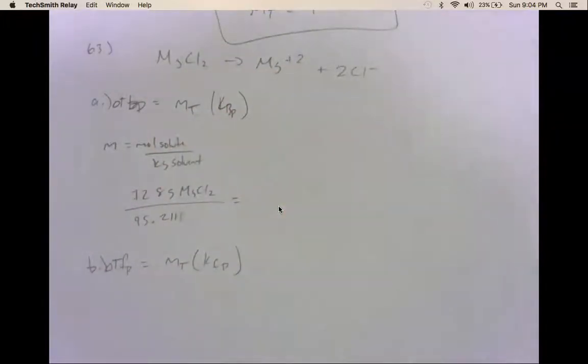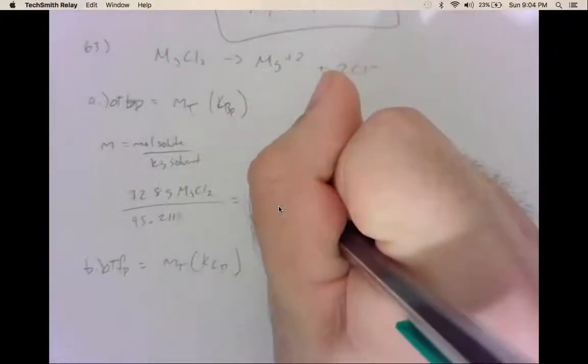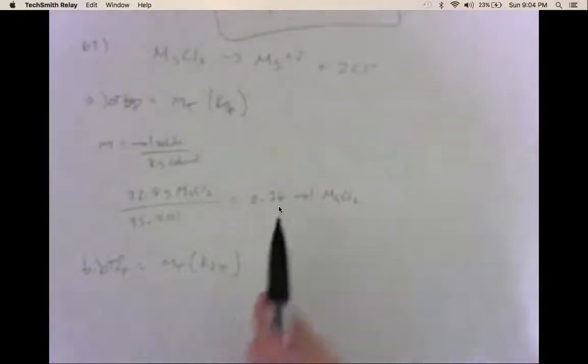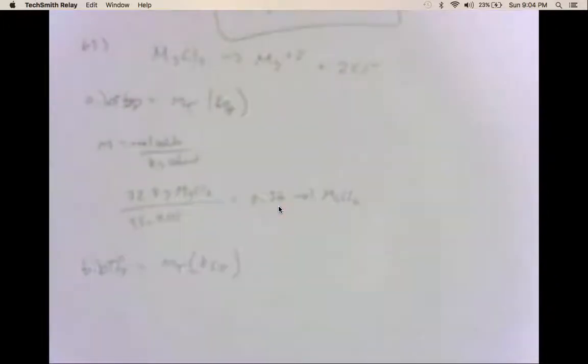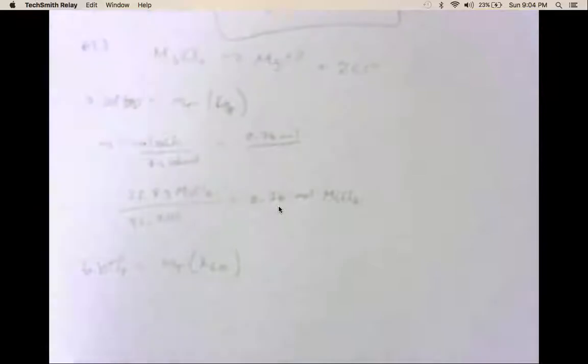So once we divide that, we have 0.76 moles of magnesium chloride. Next we would have to plug that into our molality formula, which we have right up here. So we put our 0.76 moles over our kilograms of the solvent.